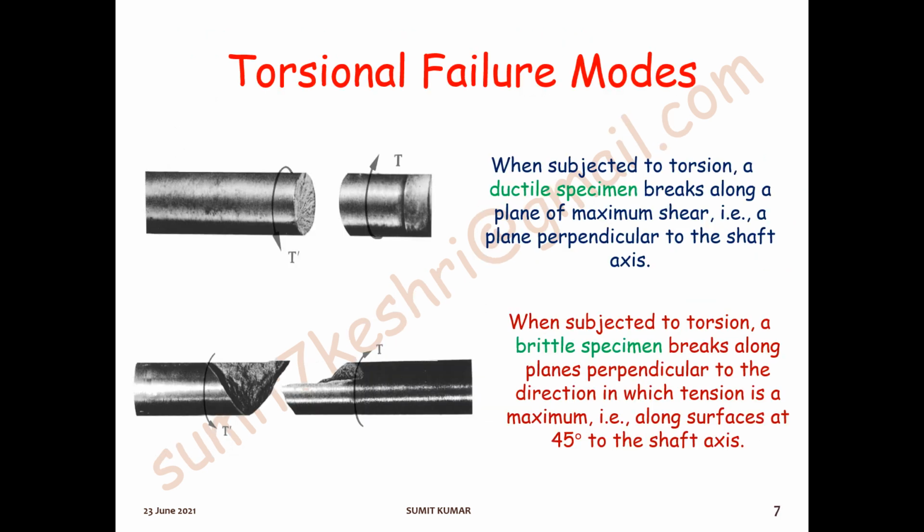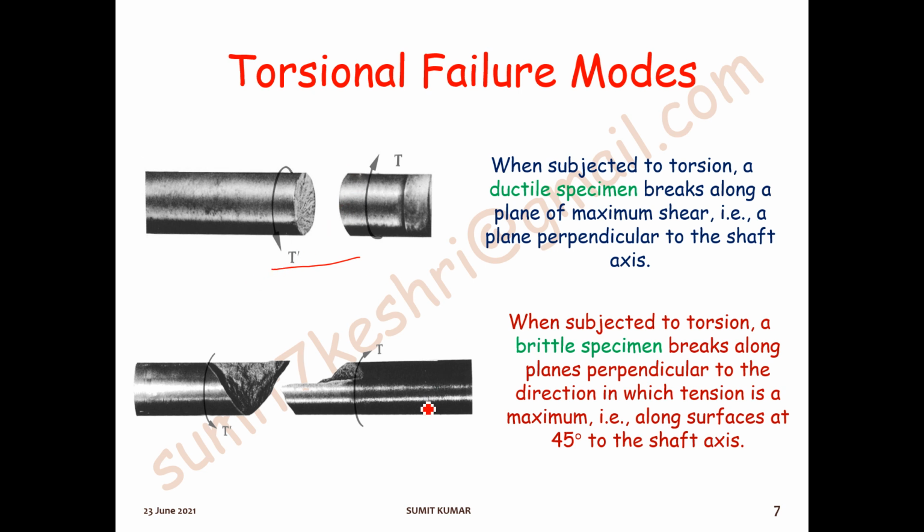Okay, if you talk about the torsional failure mode, or failures due to torsion, for ductile material we know that this ductile material is weak in shear. So it always fails in the plane of maximum shear, and we know this plane of maximum shear is always perpendicular to the longitudinal axis. So you can see in this figure how the shaft fails due to torsion.